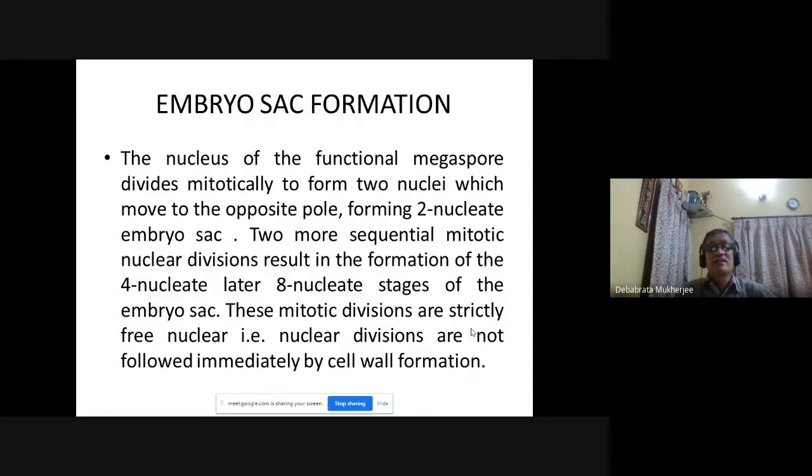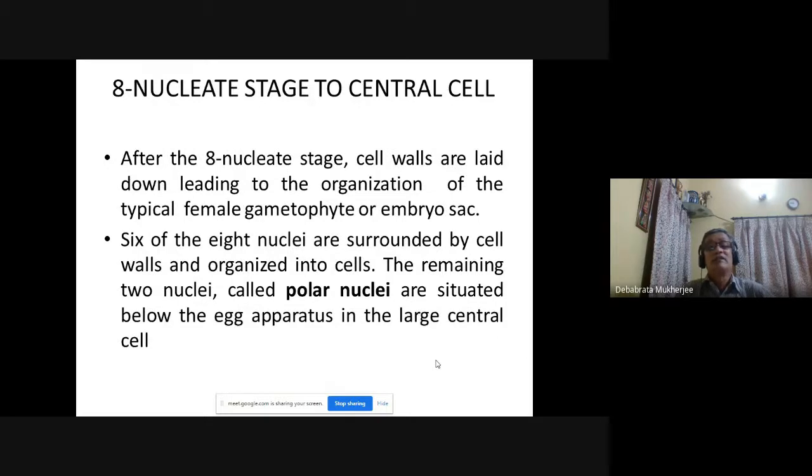These mitotic divisions are strictly free nuclear, that is, the nuclear division is not immediately followed by cell wall formation. So ultimately, the 8-nucleate stage with the central cell. After the 8-nucleate stage, cell walls are laid down, leading to the organization of the typical female gametophyte, or embryo sac. Six of the 8 nuclei are surrounded by cell walls and organized into cells. The remaining 2 nuclei, the polar nuclei, are situated below the egg apparatus in the large central cell.